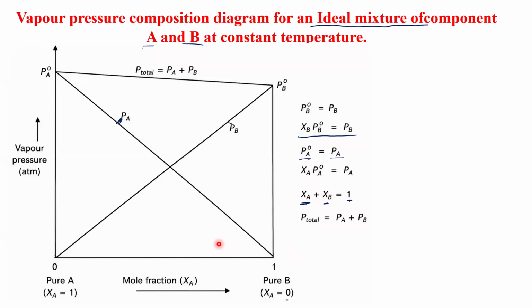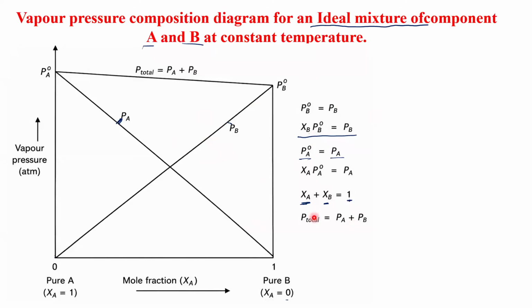At any given point, the mole fraction of A plus the mole fraction of B is equal to 1. What does it mean? It means that if A is at 0.2, then B is at 0.8. I believe that one is very clear, unless someone has a question.